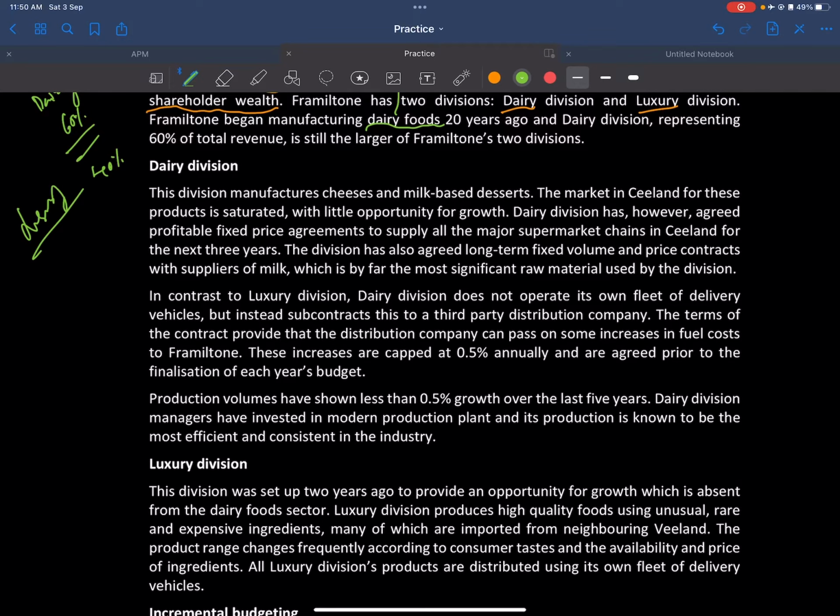So thinking about impact for this division if there is a change in the budgeting system, okay? The market in Sealand for the product is saturated. There is no opportunity for growth. So that means it's a stable market, right? There is competition within the market to grab people, so there is little opportunity for growth. There is no market growth, so it's a mature market. That's a perfect situation for an incremental budgeting system, right?